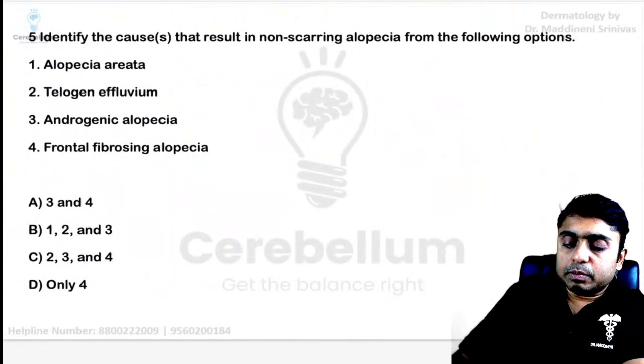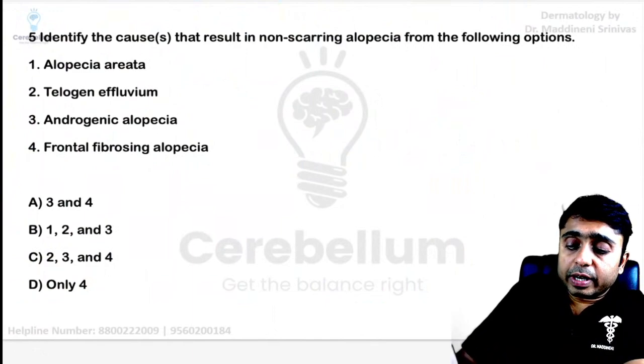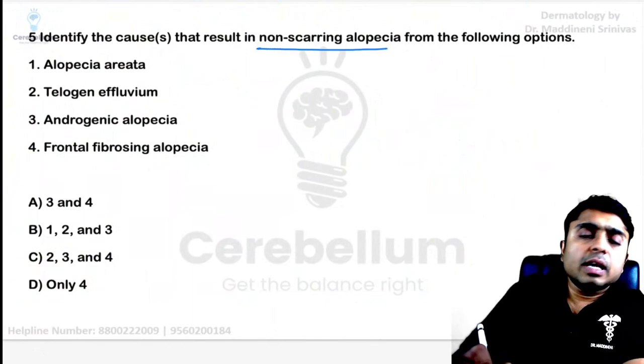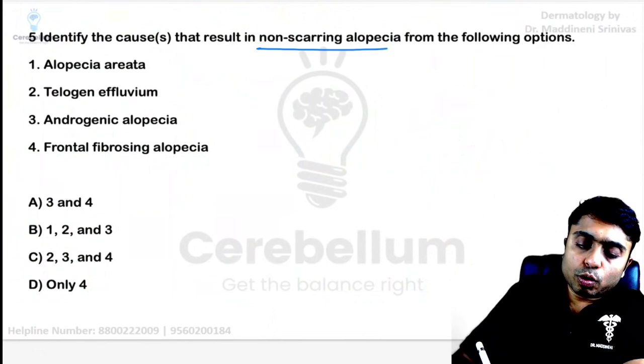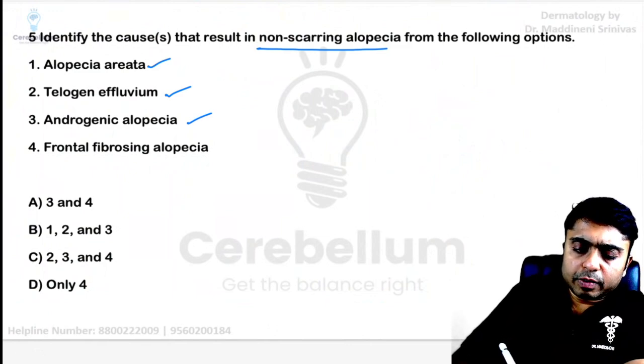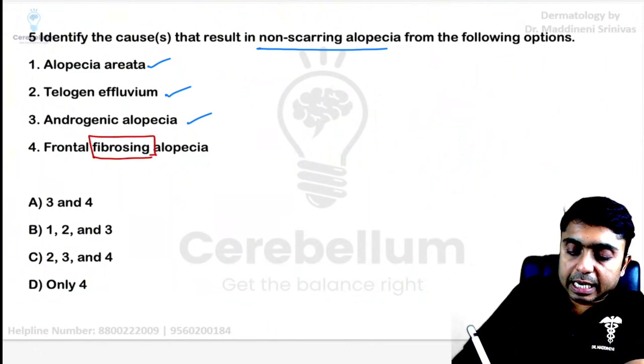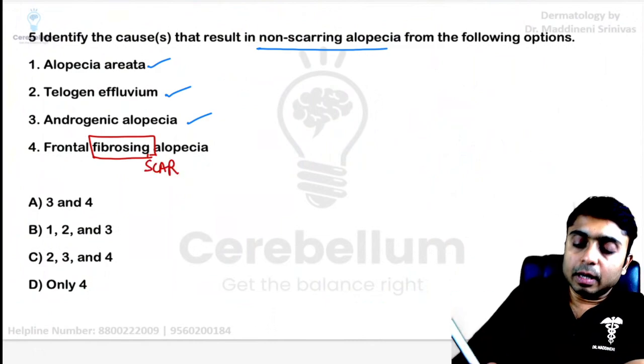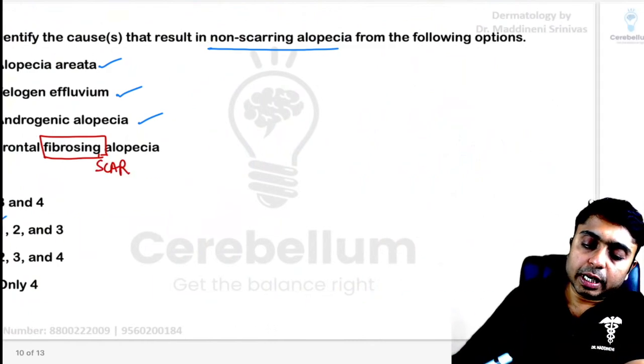This is the next MCQ, which was again repeated in the November 2023 INICET exam. So you need to identify the causes of non-scarring alopecia. So option A, alopecia areata, telogen effluvium, and androgenetic alopecia are all causes for non-scarring alopecia. Whereas the option 4, frontal fibrosing alopecia, the disease name itself is telling that it is a scarring type of alopecia. So 4 should not be there. The answer is going to be option number B.